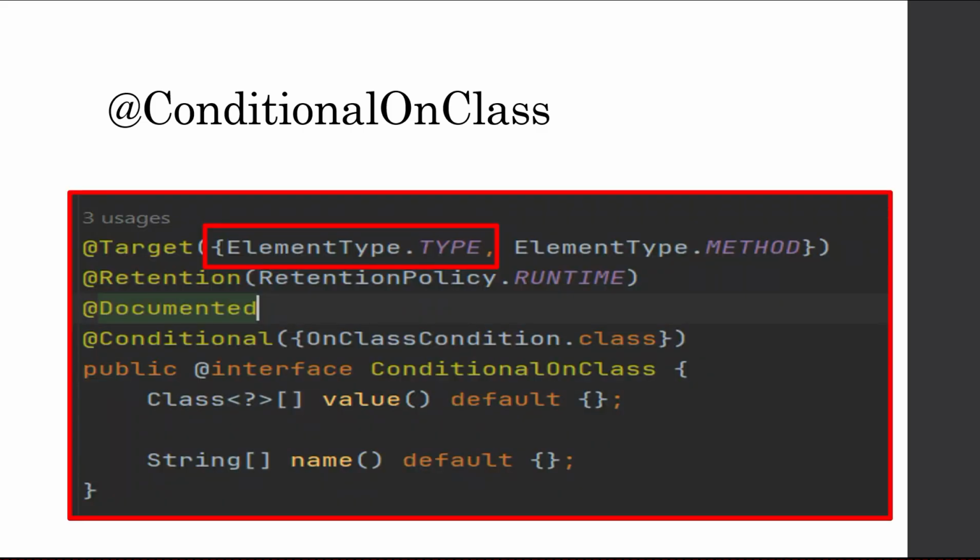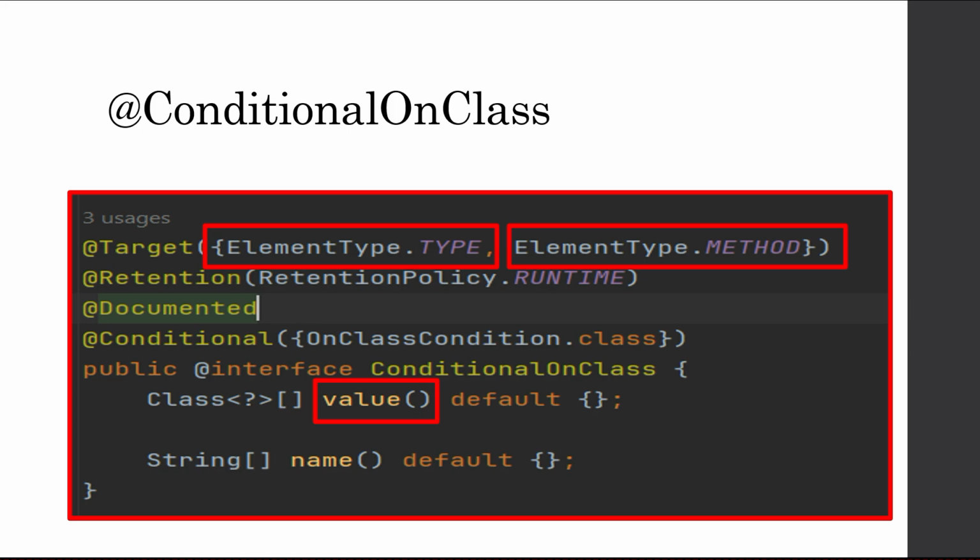The @ConditionalOnClass annotation can be applied on classes, and those classes can be components, configuration classes, or services. This annotation can also be used on methods. We have already seen that we can use @ConditionalOnClass with the @Bean annotation. This annotation has two attributes. The first one is the value attribute and the second one is the name attribute.